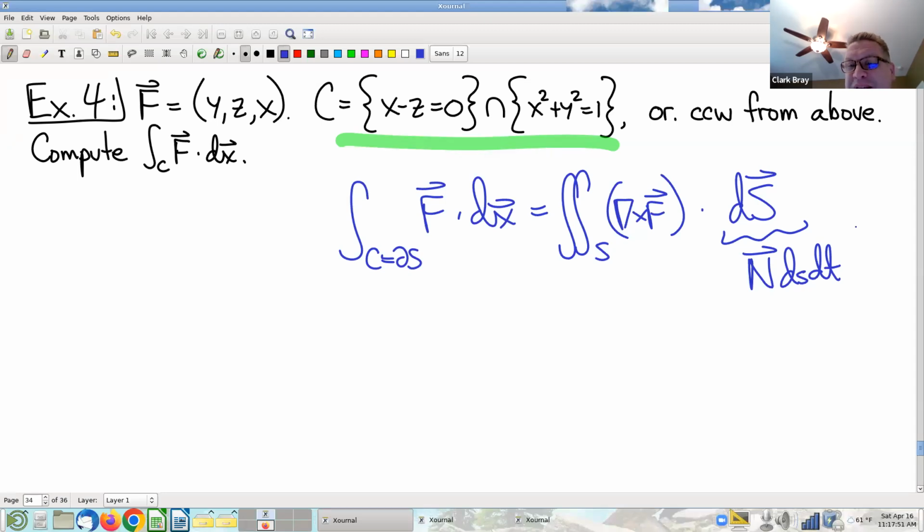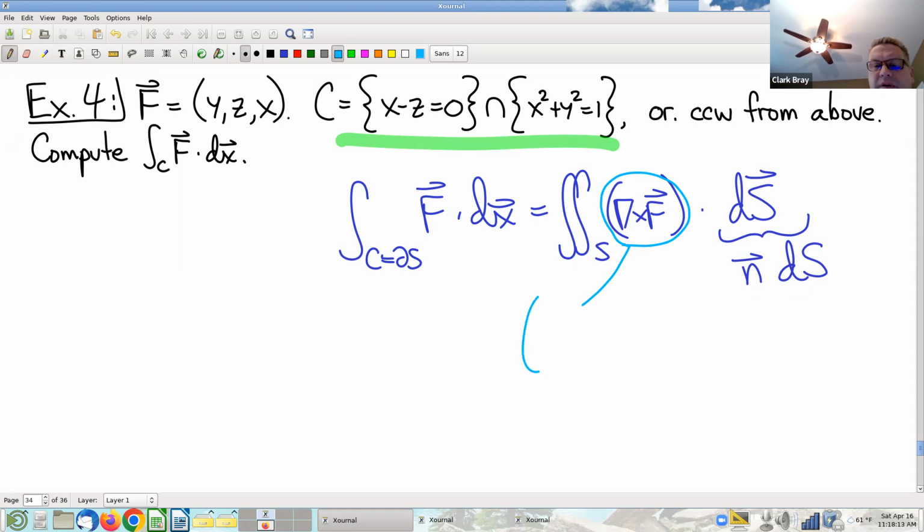Here's the bit of good news. Let's instead think geometrically this time and call this little n ds scalar. And the reason relates to what the curl is. The curl, again, we've already computed in the last problem, is -1, -1, -1.